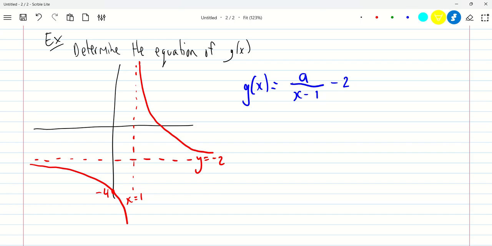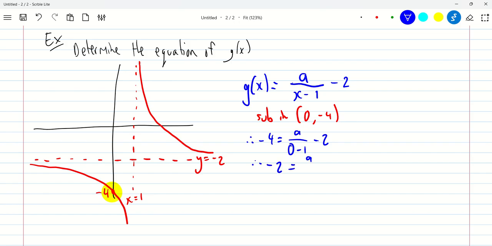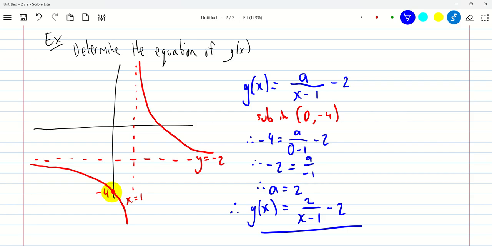What we do know is that our y-intercept is -4. And so we can sub in 0, -4. And so therefore, we get -4 is equal to a over 0 minus 1, minus 2. Add 2 to both sides. -2 is a over -1. Therefore, a is equal to 2. And we are done. Therefore, g(x) is equal to 2 over x minus 1, minus 2. That's my answer. Hope that makes sense. That is hyperbola.